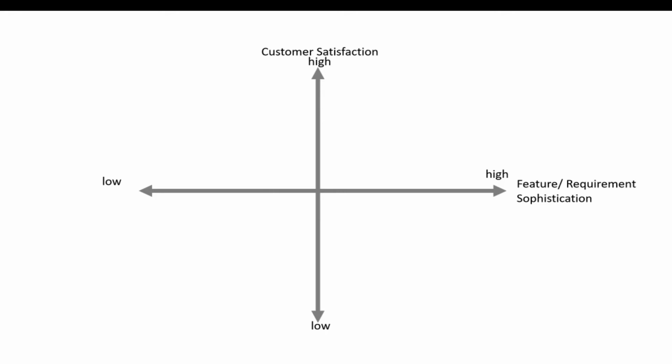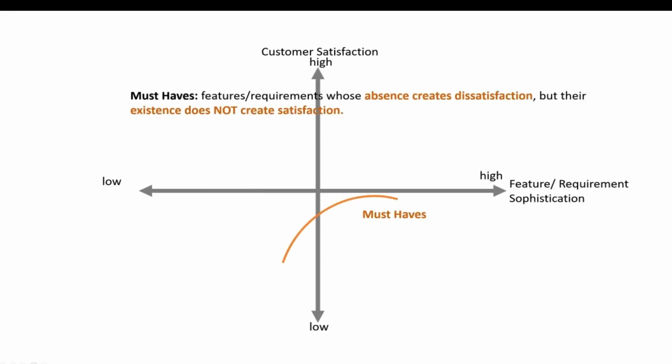So, the grid that the Kano Model uses has two axes. The horizontal axis is the feature requirements sophistication. The more you go to the left, the less requirements sophistication you have, and the more you go towards the right, you get more sophistication. And then your vertical axis is your customer satisfaction. So the higher up means your customer is more satisfied, and the lower you go in the grid, your customer is more dissatisfied.